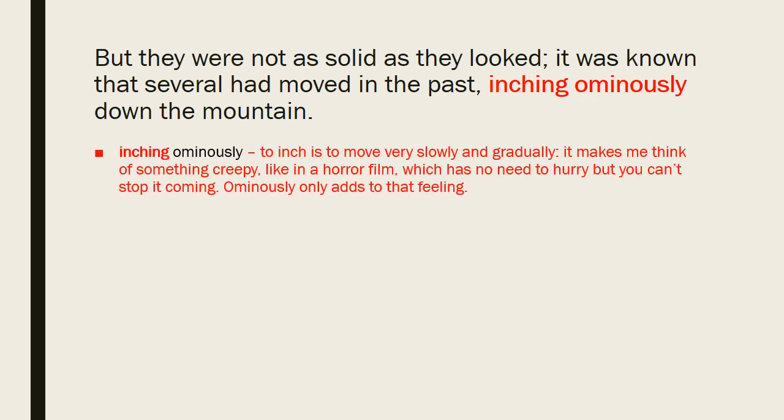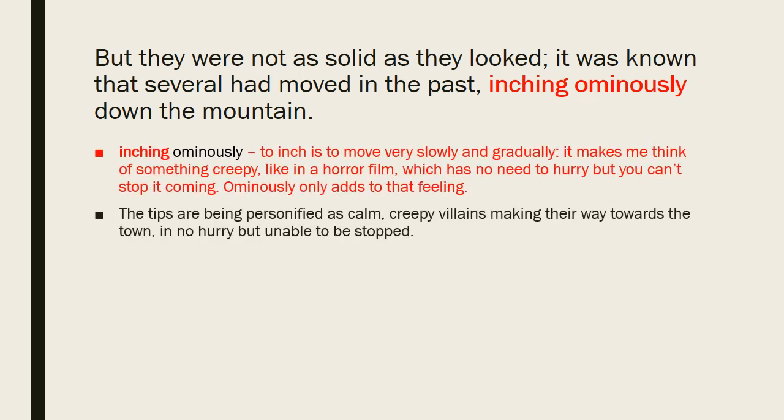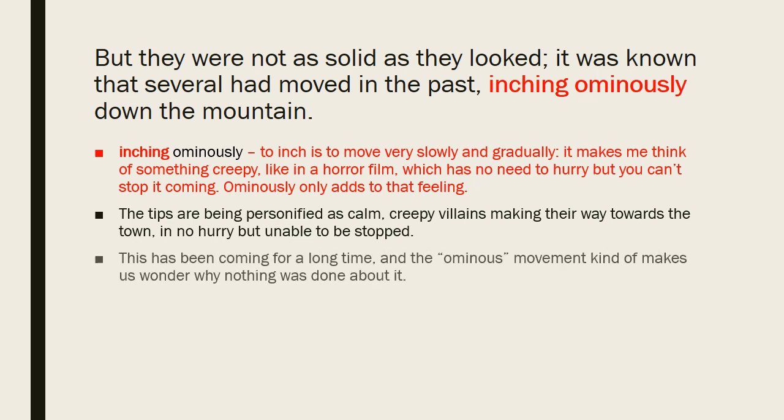So when I add in the idea of "inching" particularly, I come up with, obviously, the fact that they are personified, because they are moving as though they are creatures themselves. Humans themselves, inching as calm, creepy villains making their way towards the town in no hurry but unable to be stopped. But this thing about it being known that they've moved in the past allows me to go for the idea that this has been coming for a long time, and then that word "ominous" does kind of make us wonder why nothing was done about it.